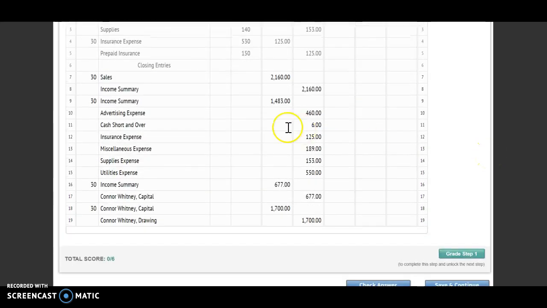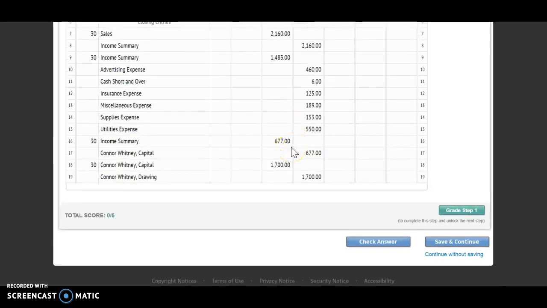So when I look here, I have 4 closing entries. My first entry closes my income statement accounts that have credit balances. My next closing entry closes income statement accounts that have debit balances. Next one, I'm going to be recording net income or net loss, and at the same time, I close income summary.